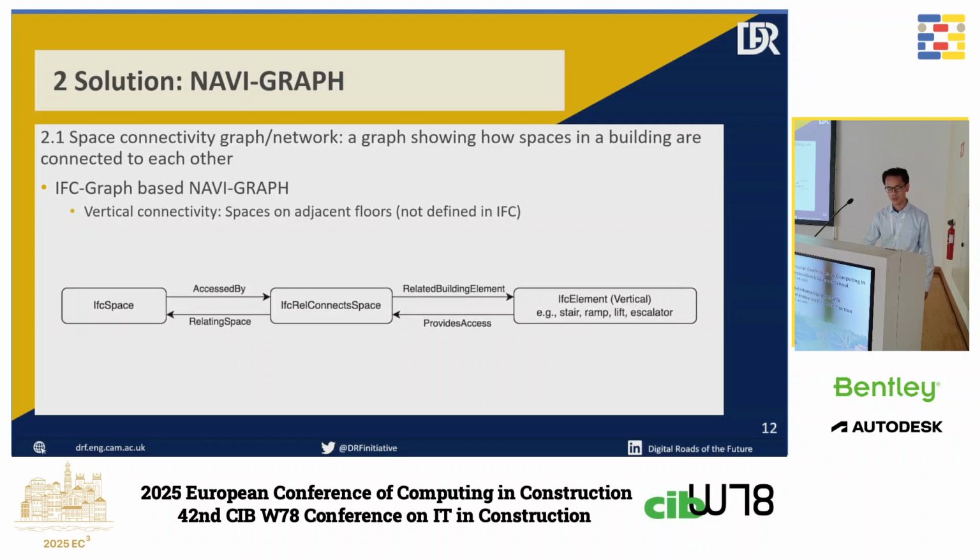And the second part, vertical connectivity, unfortunately, has not been defined in IFC. So I have to create a customized IFC entity, and we call it IFC real connected space. This entity connects IFC space and connecting elements such as stairs, ramps, lifts, and escalators. So by using these two connectivity graphs, we can construct a building-wide connectivity graph.